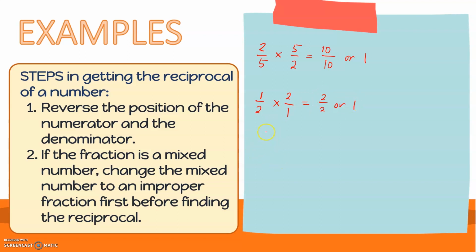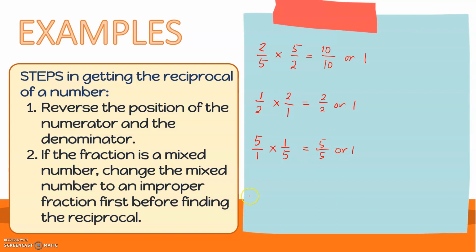Now, if you are to get the reciprocal of a whole number, 5 for example, let us remember that every whole number has a denominator of 1. That means we can write 5 as 5 over 1. And to get its reciprocal, we again simply reverse the position of the numerator and the denominator. Therefore, the reciprocal of 5 is 1/5. And when you multiply these two, we'll have 5 over 5 or 1.